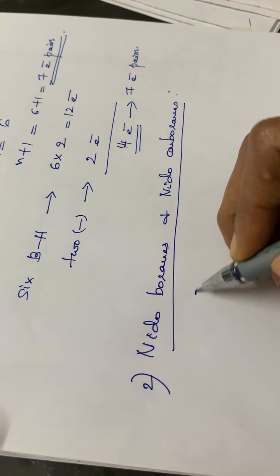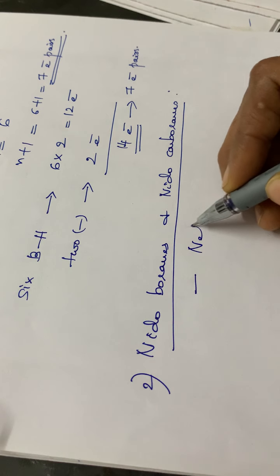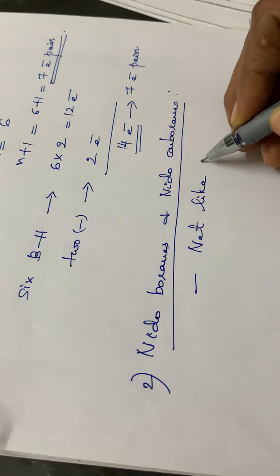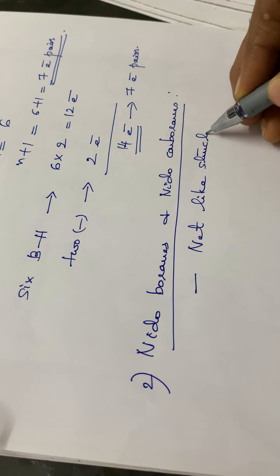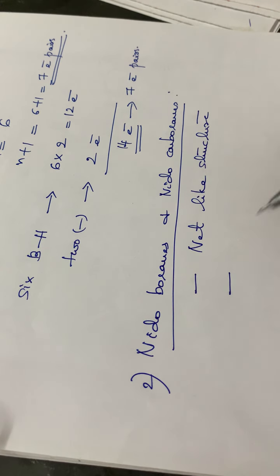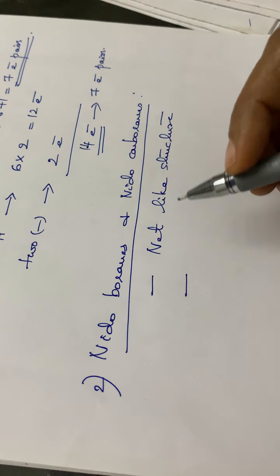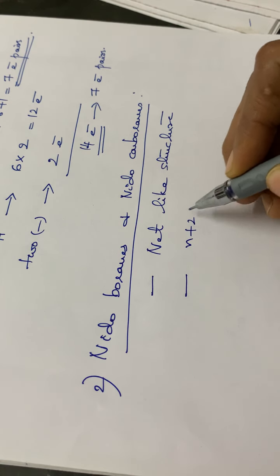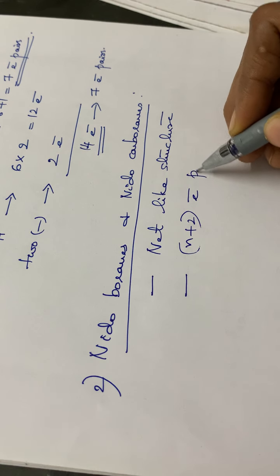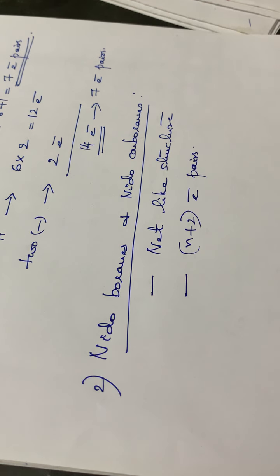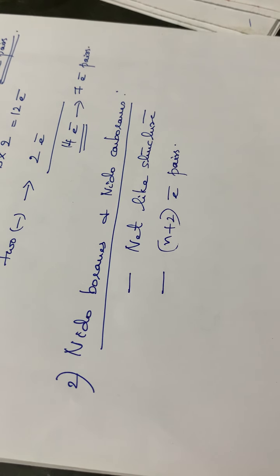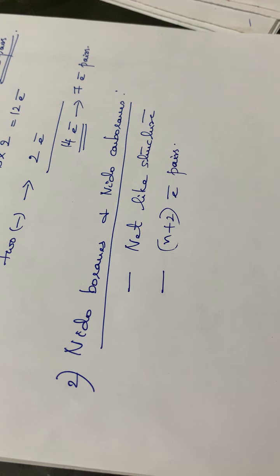So nidoboranes and nidocarboranes will have a net-like structure, and the number of electron pairs in the skeletal framework will be equal to n plus 2. The previous case, the closo form, was n plus 1, but here it is n plus 2 electron pairs. Now you have to go through the examples for nidoboranes as well as nidocarboranes. So you have to remember this formula also.